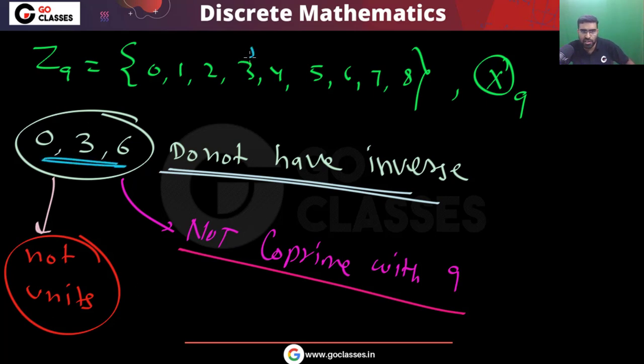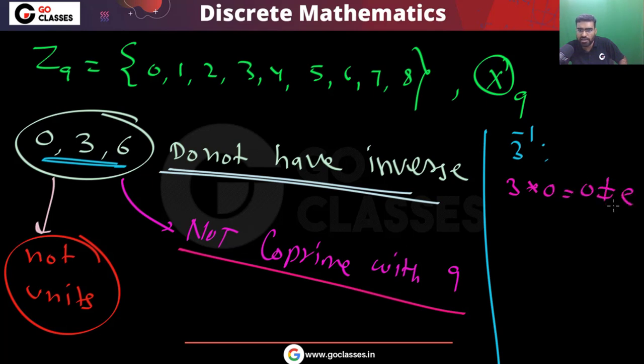See, 3 with 0 will give you 0. That will not give you identity element. 3 with 1 will give you 3. That is also not identity element. Let's check 3 inverse. 3 with 0 gives 0, which is not identity element. 3 with 1 gives 3, not identity element. Identity element is 1. Remember, this is your identity element.